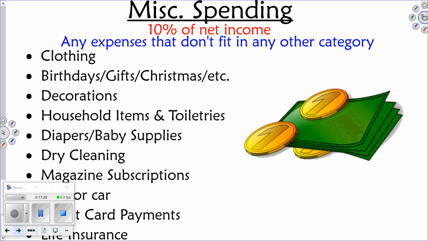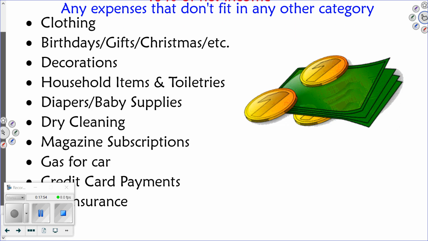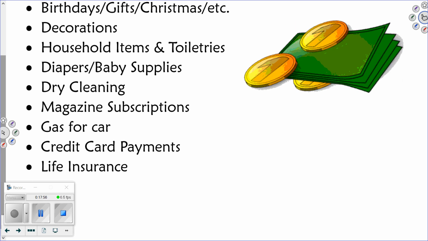All right. Miscellaneous spending. This is the one people struggle with, like, where does this go? Miscellaneous spending is for anything that really doesn't fit anywhere else. Okay? So it's about 10% of your income. So clothing, gifts, birthday, Christmas, decorations, household items and toiletries. Diapers and baby supplies would fit underneath miscellaneous. Dry cleaning, magazine subscriptions, gas for your car fits under miscellaneous.